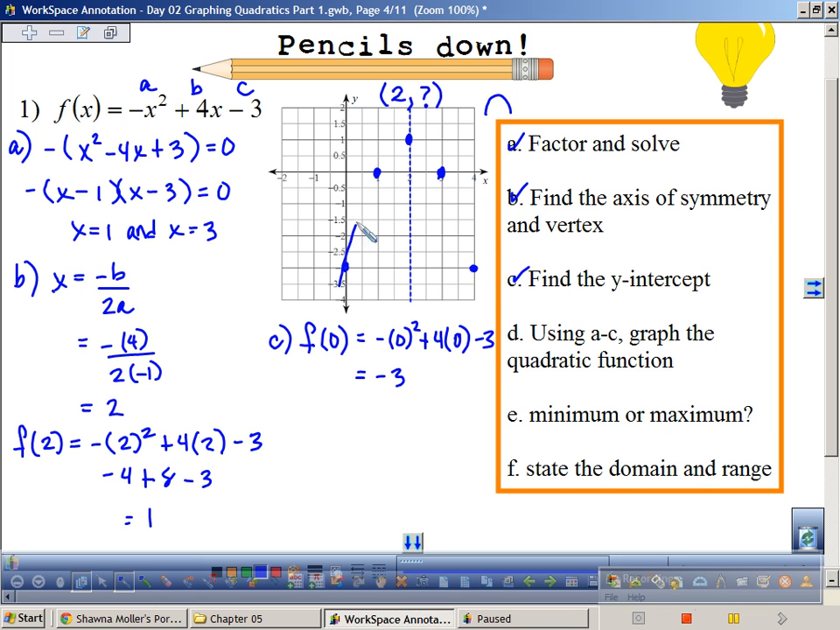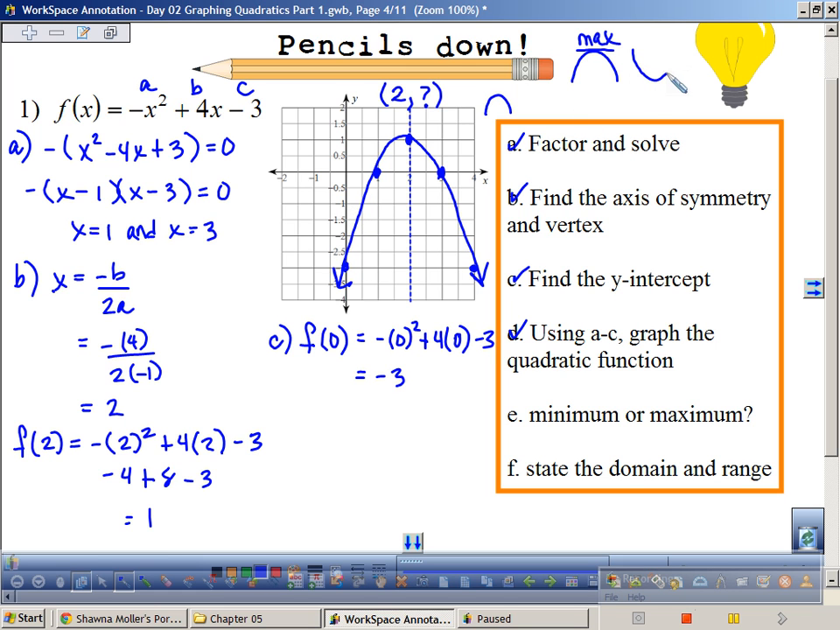D, graph. I'm going to graph it. That wasn't too bad. E, minimum or maximum. I think of video games, right? Video games are a bunch of functions. When Mario jumps up, there's a function where he can only jump that high. So this is the maximum that Mario can jump. This is a maximum function.